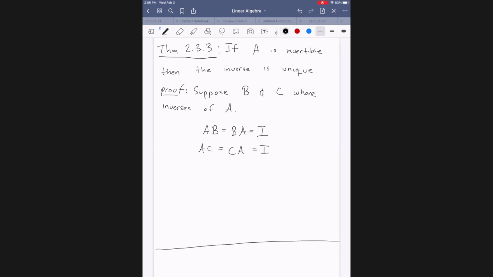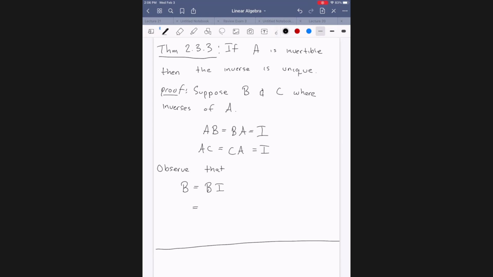So all you have to do at this point is, let's see, how can we do this? We want to show B is equal to C. So observe that B, what is this equal to? Well, it's just equal to B times the identity, right? Remember, a matrix times the identity is just that matrix itself. We saw that. It's like a 0 for numbers, so a number plus 0 is the number itself. This is the same thing, or a number times 1 is itself.